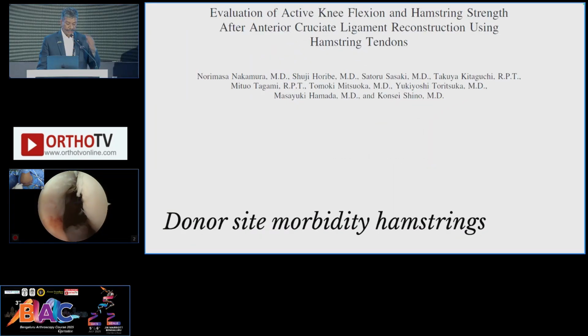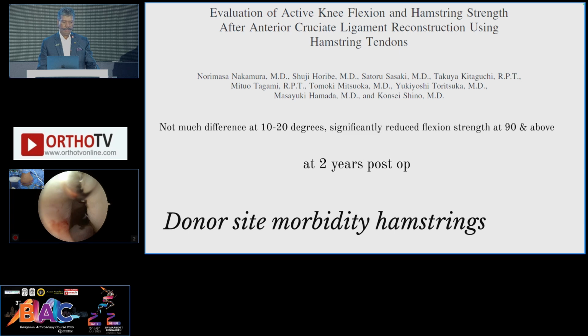Now, the other thing to consider when we are taking a graft is donor site morbidity. Now, the donor site morbidity for hamstrings is very low. Only high-performing athletes may notice a reduced flexion strength in the knee at 90 degrees and above. So, a lot of indigenous sports like kabaddi, where the opponent will grab you by the foot and the knee is bent, you need good flexion strength to succeed in a sport like kabaddi.